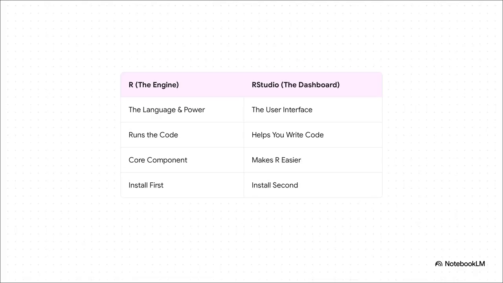So let's put it side by side. R is the engine with all the power. RStudio is the dashboard that makes it easy to use. R runs the code, RStudio helps you write the code. And this is super important. You have to install the engine, R, before you can install the dashboard, RStudio.